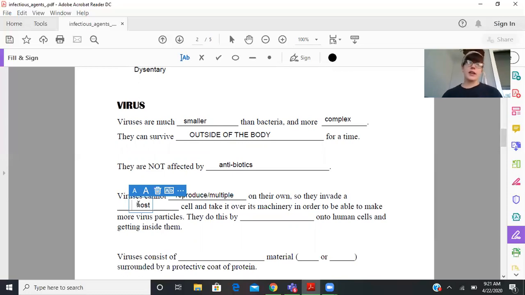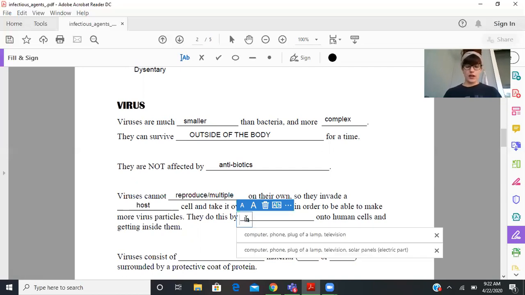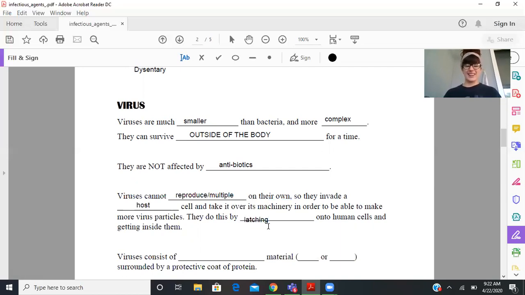So that's a good thing. Unless it has a host, it can't reproduce, which is a characteristic of life. So very interesting. We'll talk about whether or not we think viruses are alive or not. So anyway, viruses cannot reproduce and multiply on their own, so they invade a host cell and take over its machinery or take over the control center in order to make more virus particles. They do this by latching onto human cells and getting inside them.